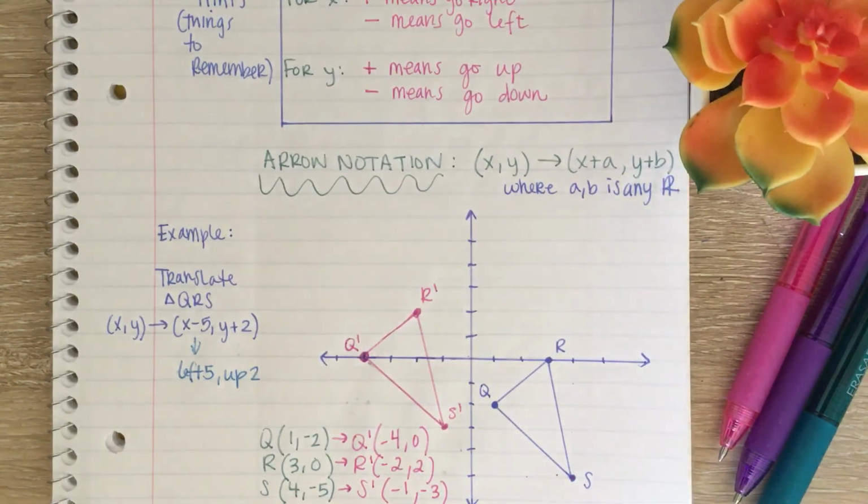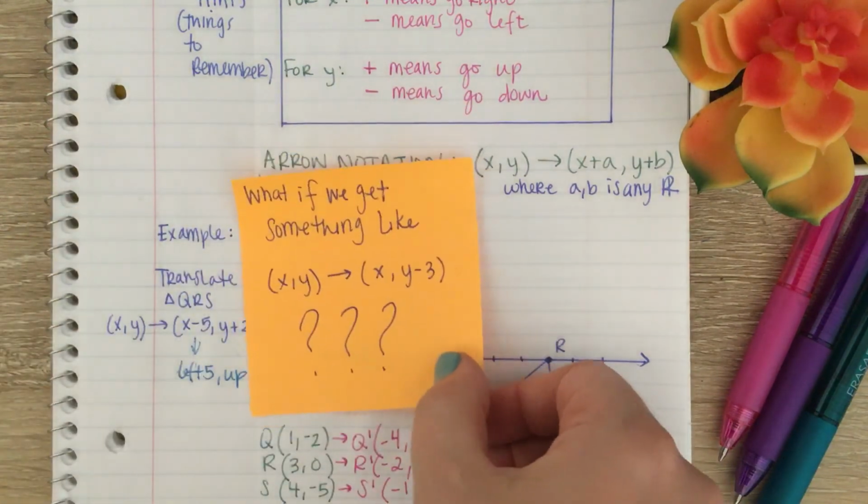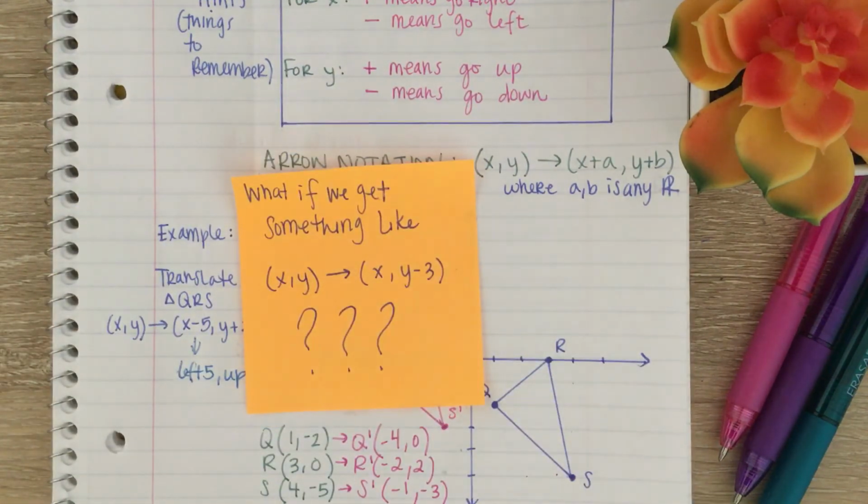Now, there's one more question that may be asked. What if we get something like x comma y goes to x comma y minus 3? That just means the x doesn't go anywhere, but the y goes down 3. And the same thing if it's x minus 3 comma y: the x moves and the y stays.